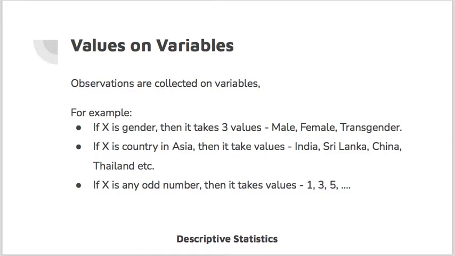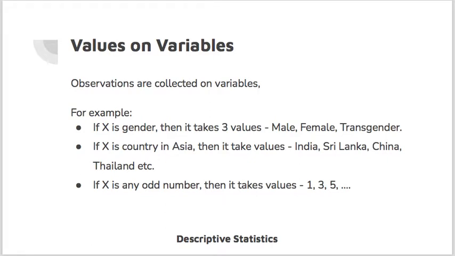Suppose we want to know, in a college, how many students are female, how many male, and how many transgender. In this case our variable is gender. If X is gender, then it takes three values: male, female, and transgender. Similarly, if X is country in Asia, then it takes values like India, Sri Lanka, China, Thailand, etc.